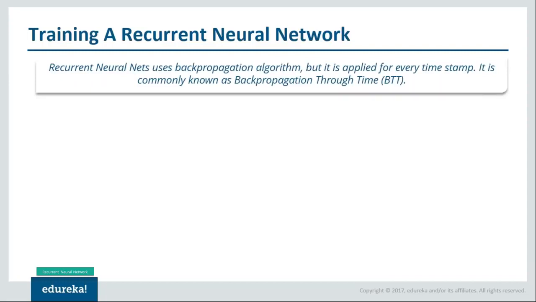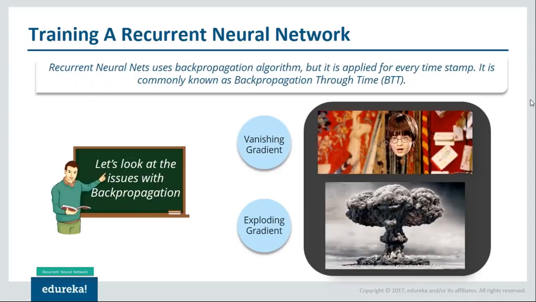I've discussed backpropagation in detail in the artificial neural network tutorial, so you can go through that. Over here, I won't be discussing backpropagation in detail. I'll just give you a brief introduction of what it is. Now with backpropagation, there are certain issues, namely vanishing and exploding gradients. Let us see those one by one.